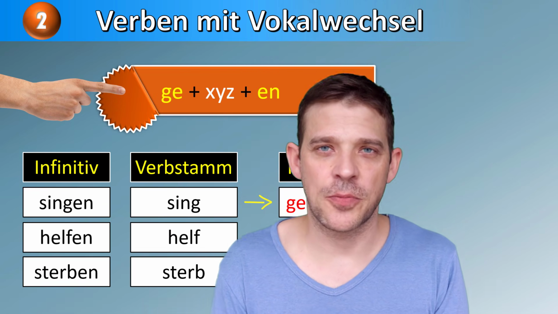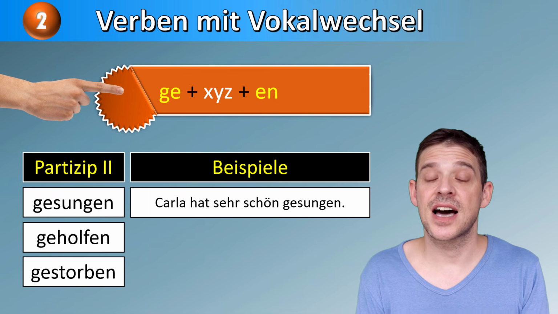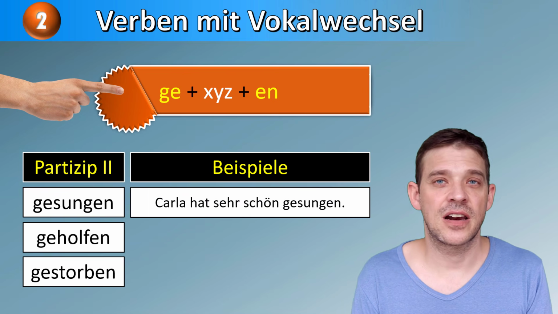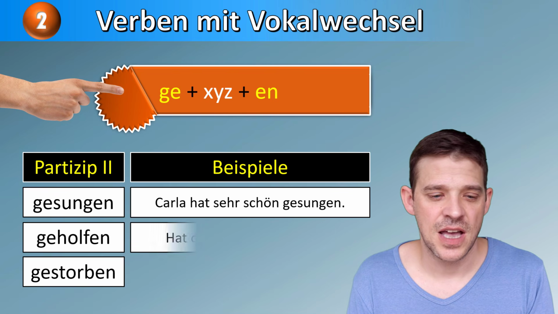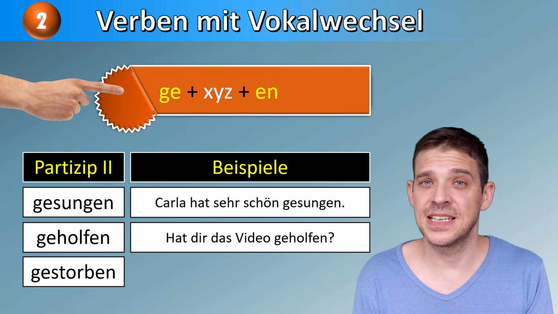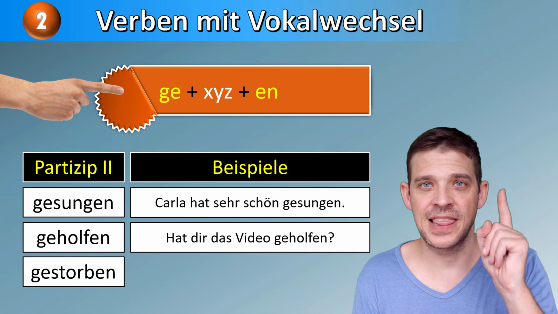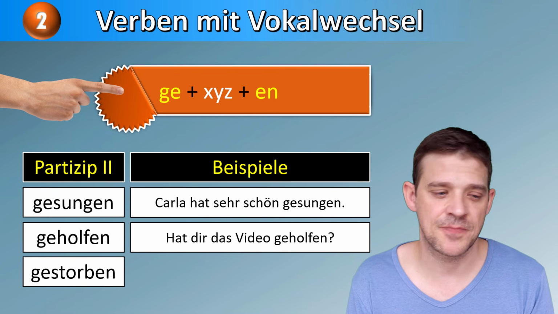All right, back to the topic. Two examples with gesungen. Zum Beispiel, Carla hat sehr schön gesungen. Carla sang beautifully. Geholfen: hat dir das Video geholfen? I hope so. Did this video help you? If not, let me know down in the comments.